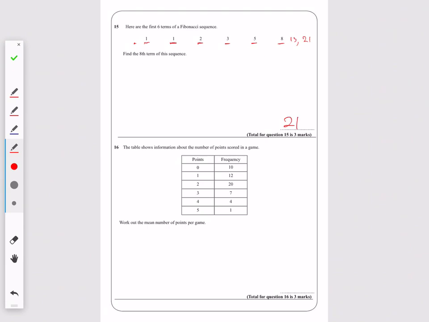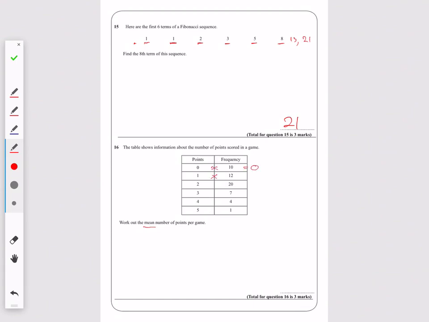Question 16. It says the table shows information about the number of points scored in the game. Work out the mean number of points per game. So mean is where you add up all the numbers and divide by how many there are. So this table means there are 10 zeros. So those 10 zeros, if I times those together, would add up to 0.